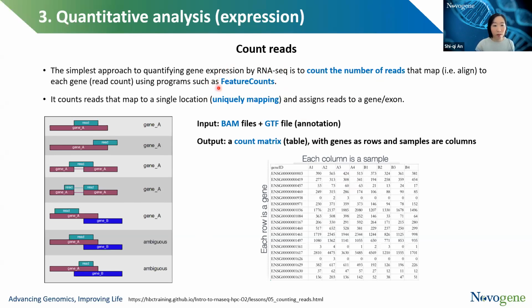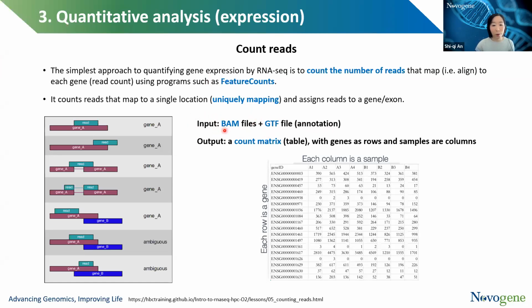In this step, it will count the reads that map to a single location, which means uniquely mapping. Then we'll assign those reads to a gene or exon. So what you require here is a BAM file, which is the file we obtained from our previous step. And then you're also going to need an annotation file, usually a GTF file.